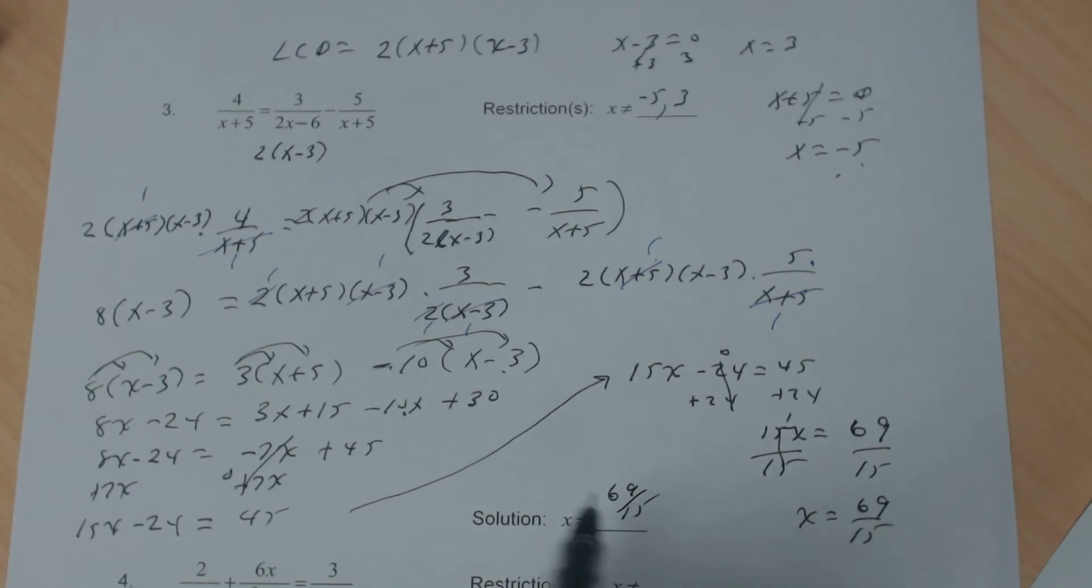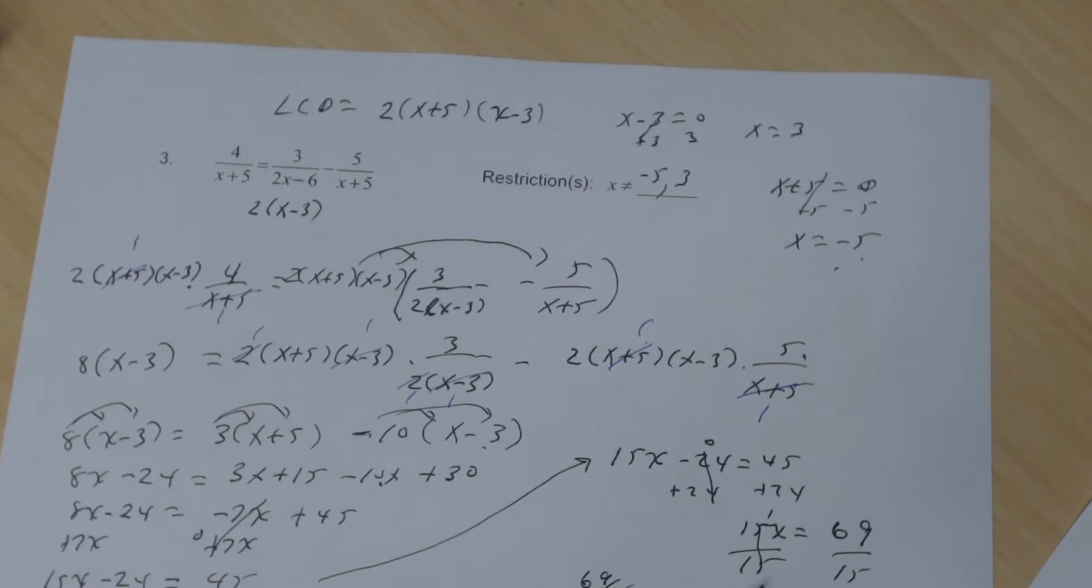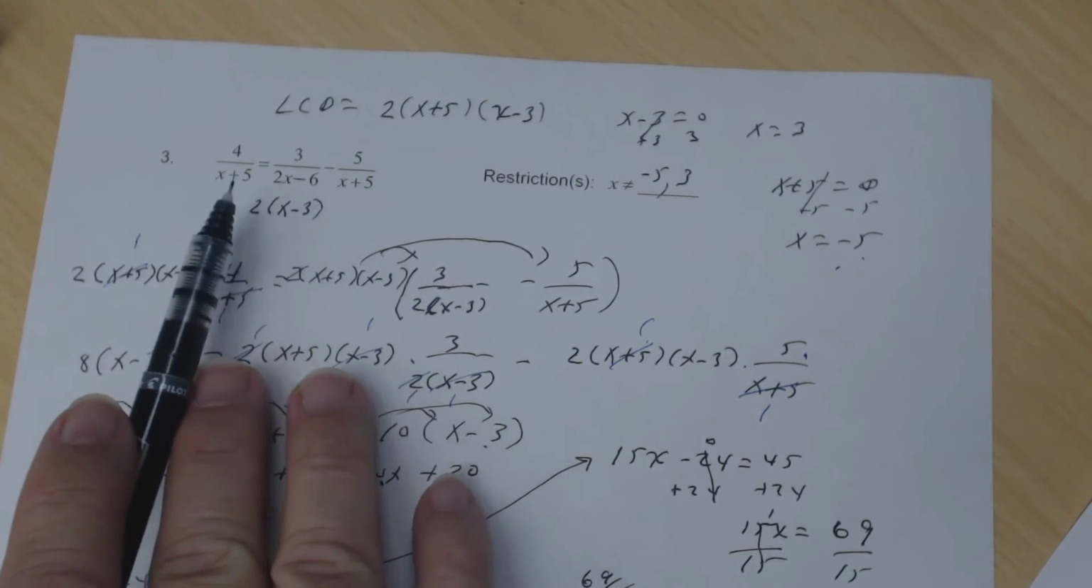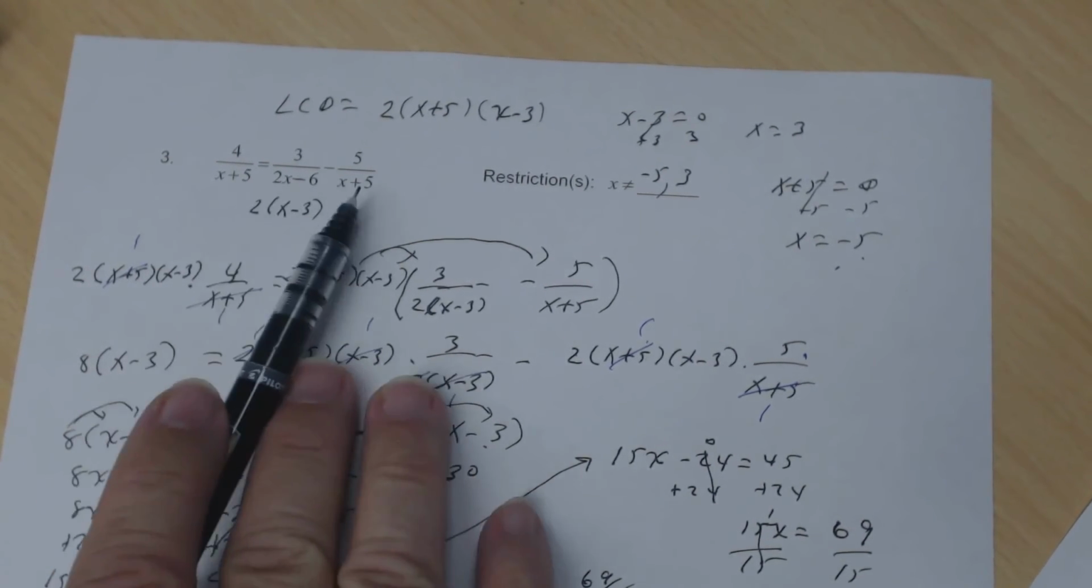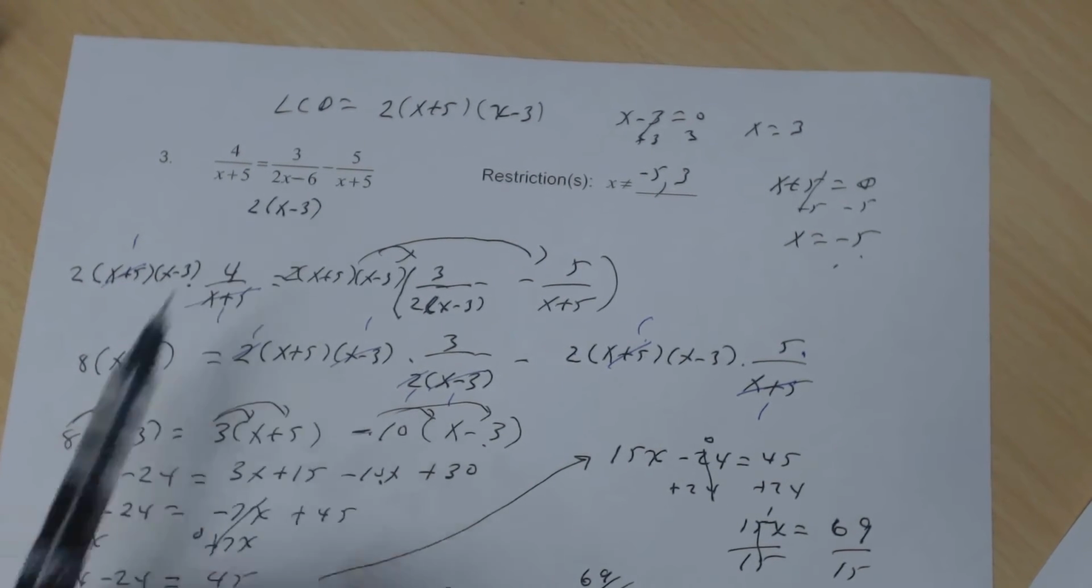Now again, that's assuming that I didn't make any errors here. You can always check your work, but see how this is a fraction? You have to go back to the original, and I'm not even going to worry about it because that's going to be very cumbersome to check and see if 69 divided by 15 is a solution.